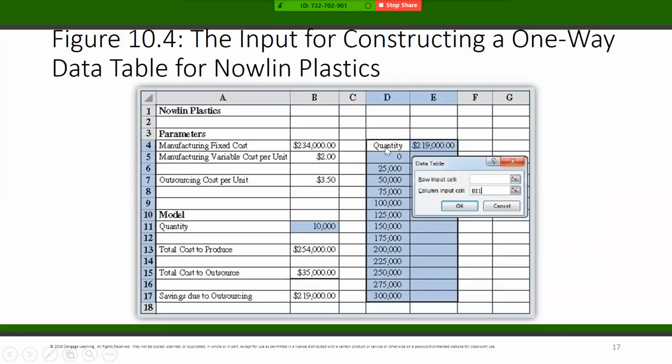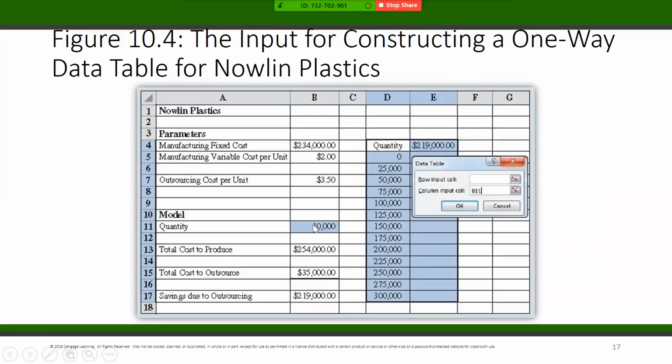That's our Q values. And so let's say we want to go from 0 to 300,000 in increments of 20,000 units. So that's what we've done. We've typed all those in. Those are the ones we're going to look at. These are going to be the values that Excel is going to use as inputs for Q here.